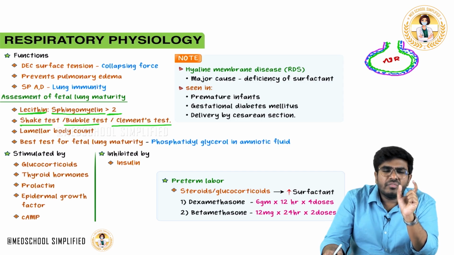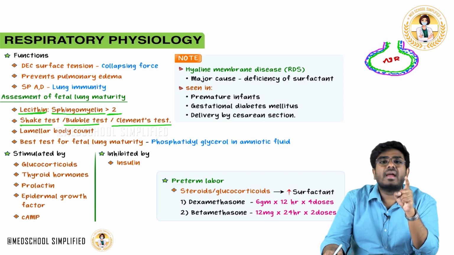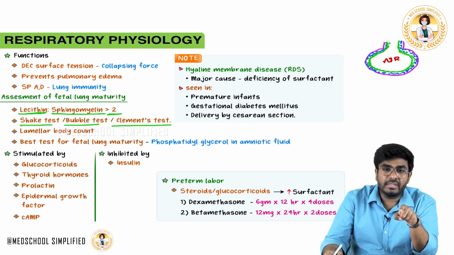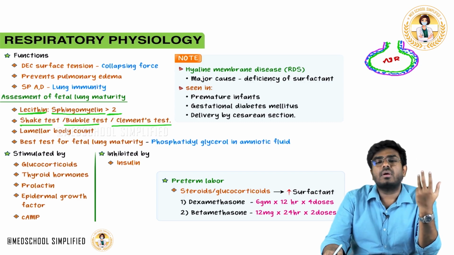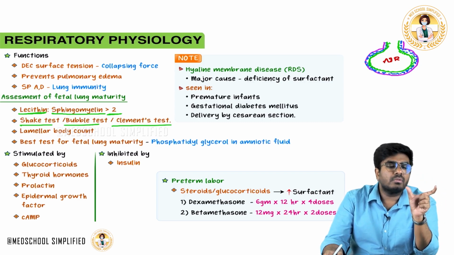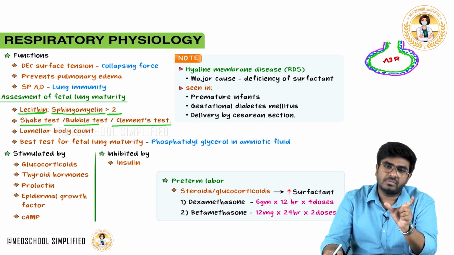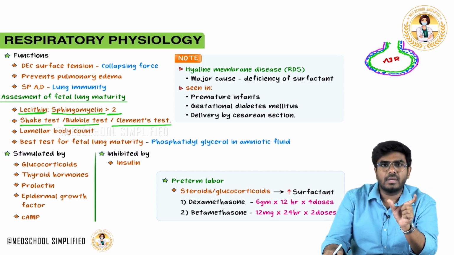When you shake it, if you are getting bubbles, it means there is surfactant present in the amniotic fluid, the surfactant which is getting produced inside the lungs. That surfactant is now coming into the amniotic fluid. So surfactant production has happened in the baby. So it acts as an assessment test for the fetal lung maturity.